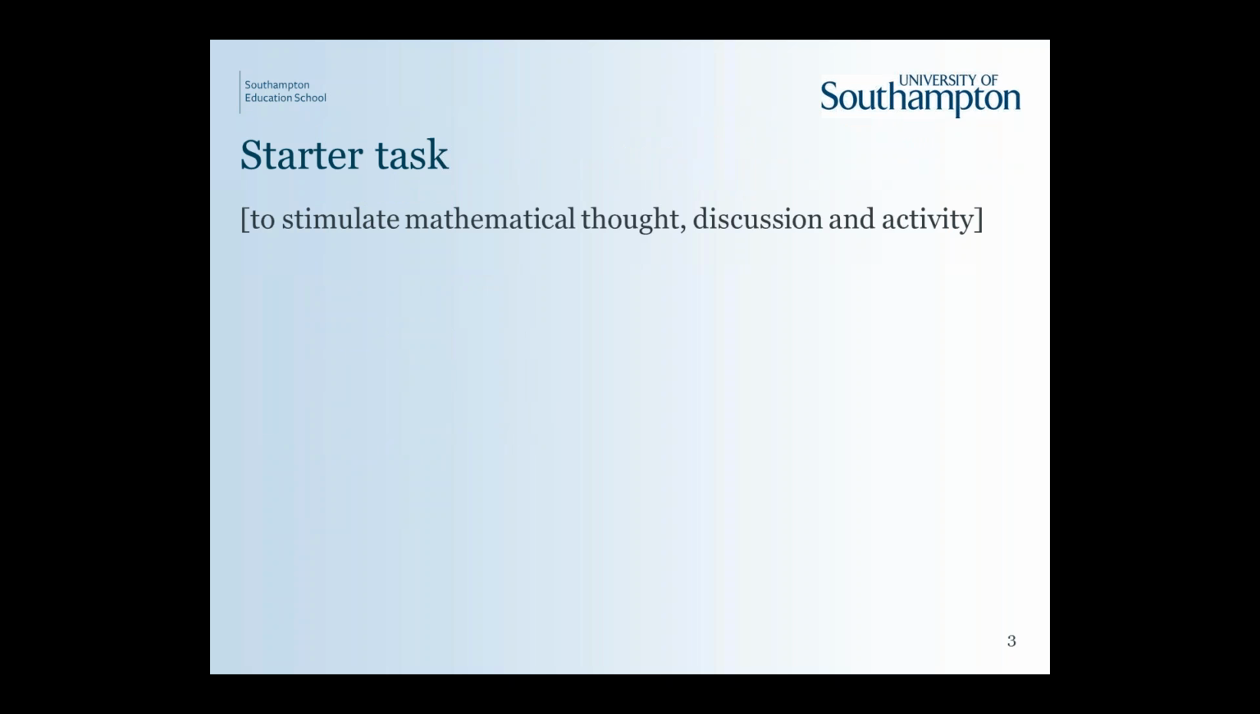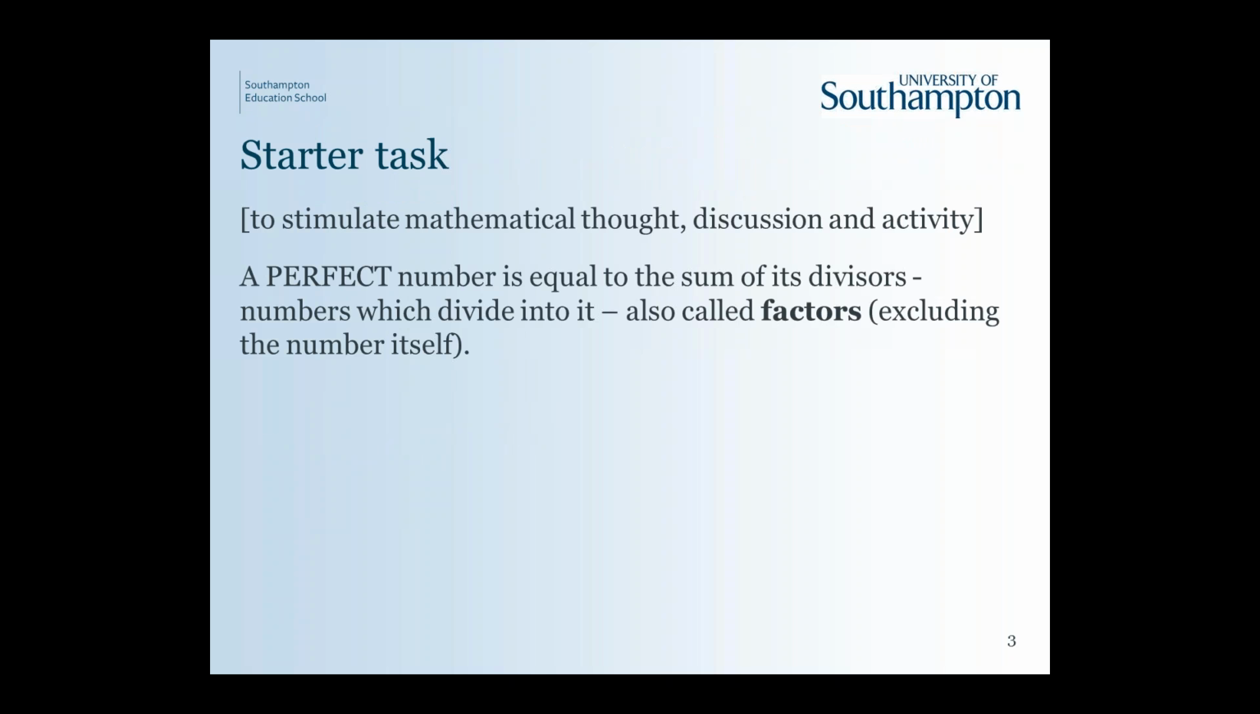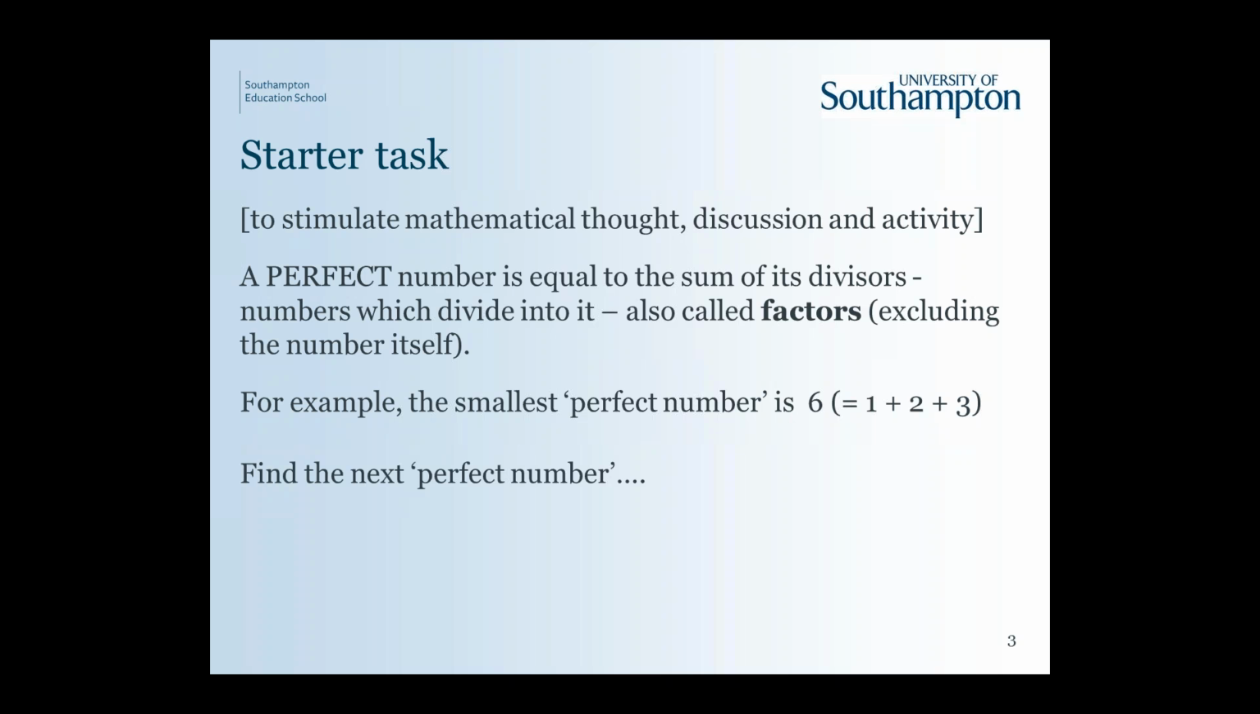Okay, so, a little starter. A perfect number is equal to the sum of its divisors. So divisors are the numbers which divide into it, which we also call factors. I'll show you an example. The smallest perfect number, 6: 1 times 2 times 3 equals 6, and 1 plus 2 plus 3 equals 6. So it's a perfect number because you can multiply the numbers and add the numbers and get that same number.